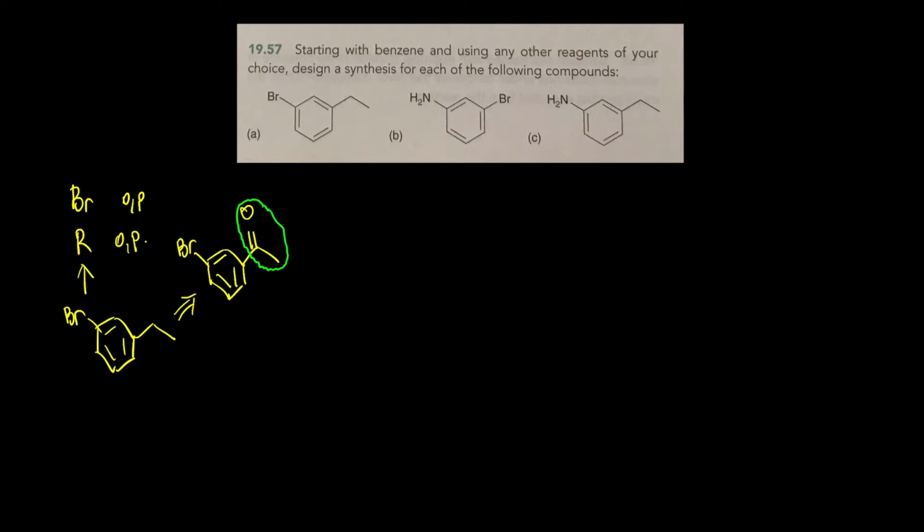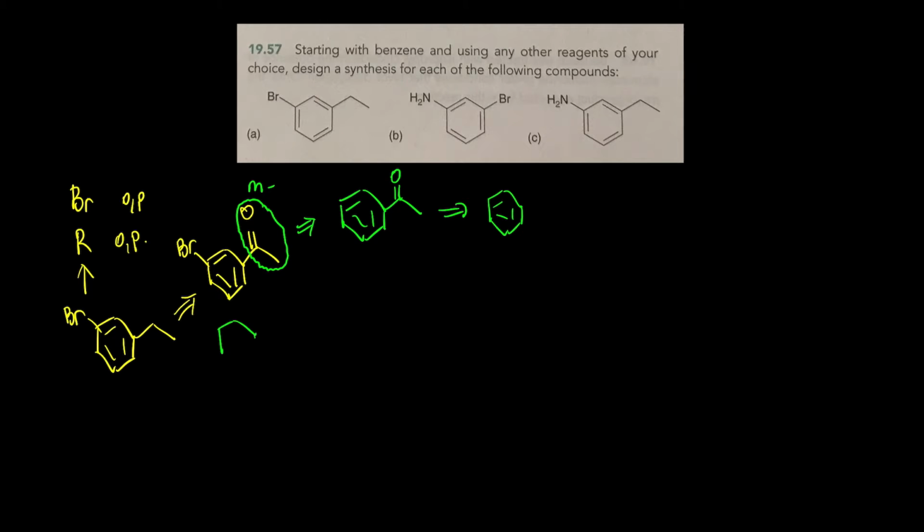Don't always think just Friedel-Crafts alkylation. Think about acylation as well. So now we can think about this guy here as the meta-director. So let's pull off the bromine. You don't want to pull off the director, and that will get this guy here, and then that can come from benzene.